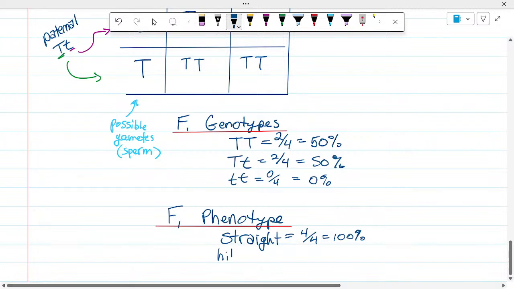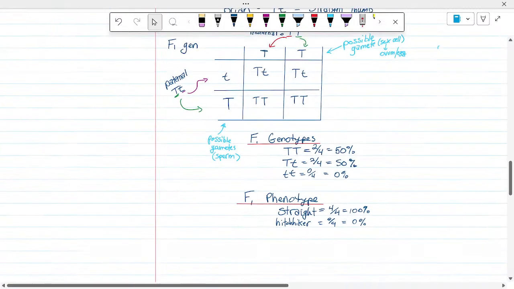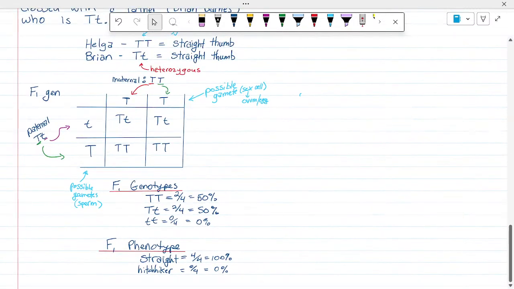And hitchhiker obviously then would be, which is 0%. That percent looks, I don't know what it looks like. It doesn't look like a percentage sign, that's for sure. There we go. How's that feel? Not too bad?